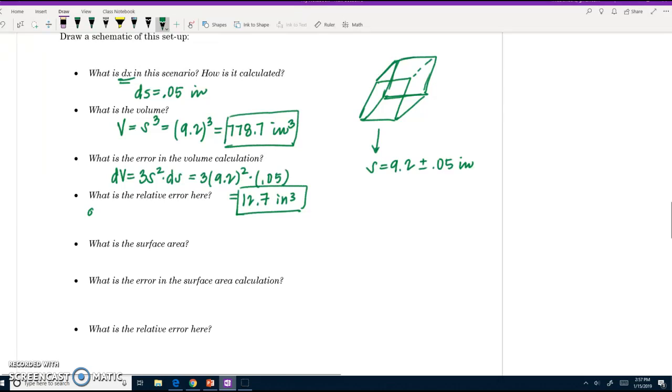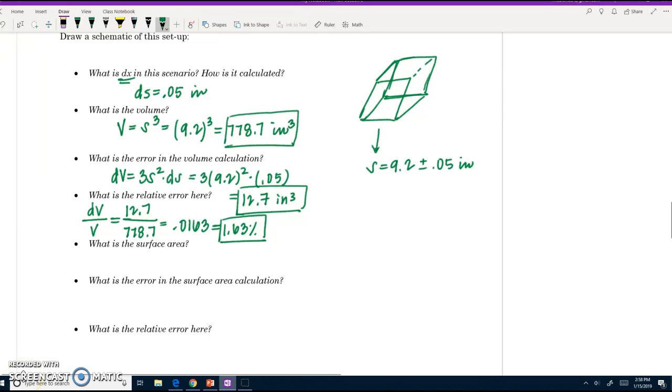The relative error I can find by taking the error in the volume and dividing it by the volume itself. So that's going to be 12.7 divided by 778.7. The units are going to cancel here. When I do that, 12.7 divided by 778.7, I get 0.0163, which is going to be 1.63%.